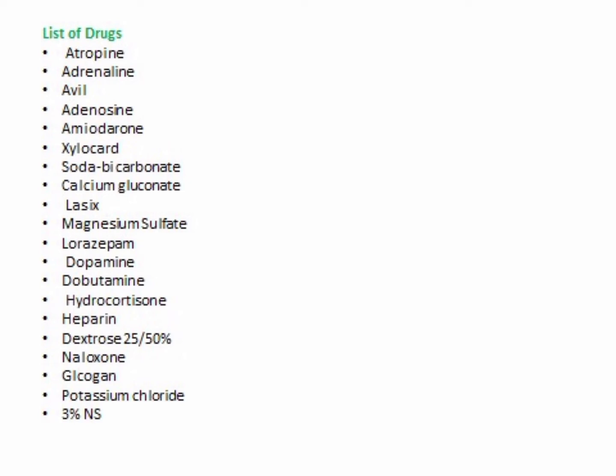We should always make sure these drugs are available in the department so that they can be used during an emergency situation and we can save the patient's life.